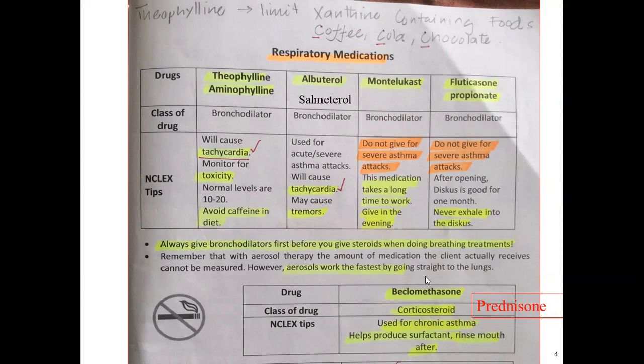So here, beclomethasone is the inhaler, or it is a glucocorticoid inhaler, right? And another medication we use orally in tablet form is called prednisolone. What else?